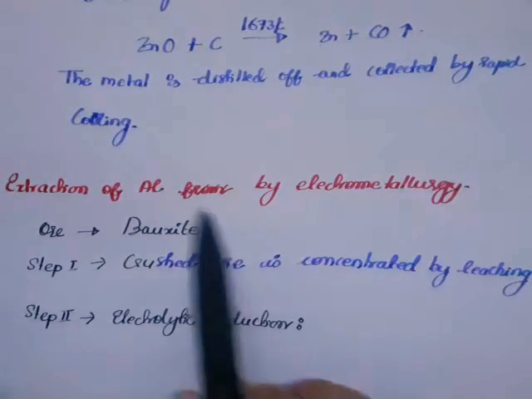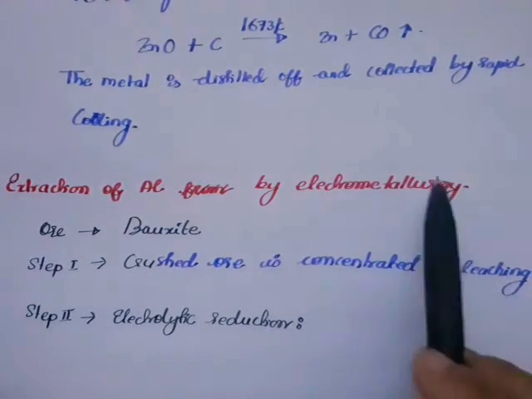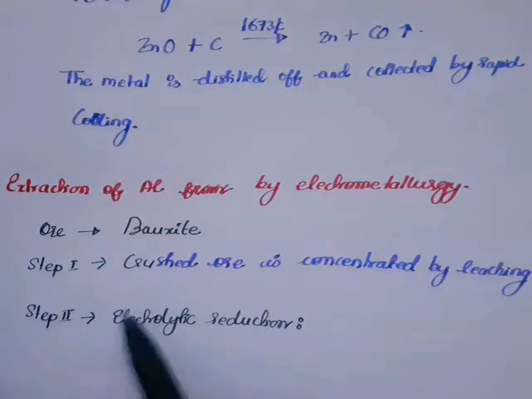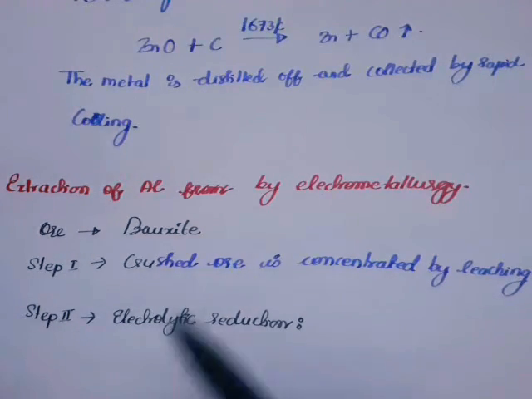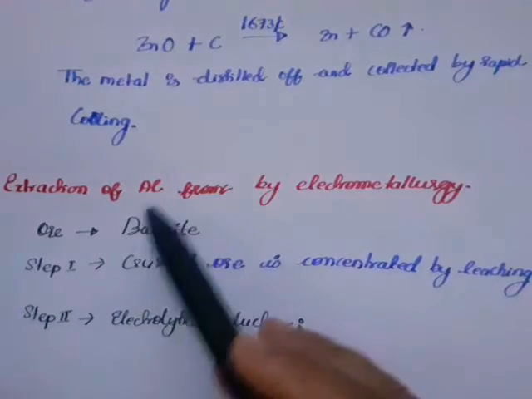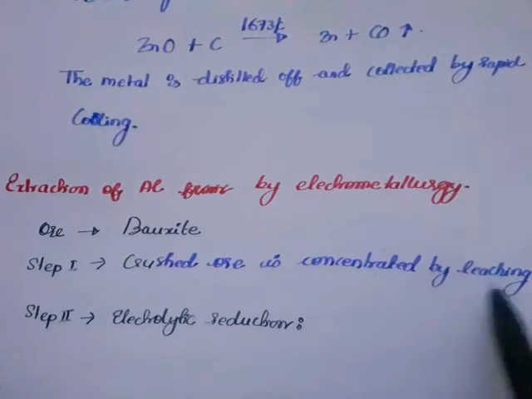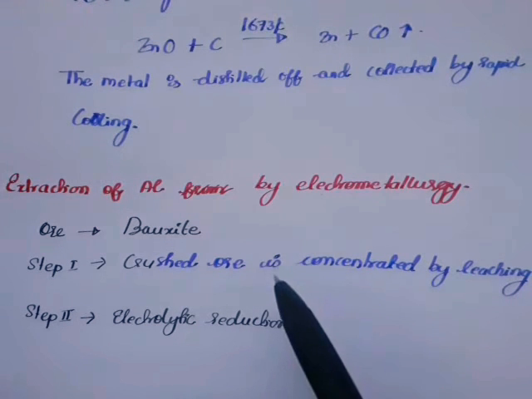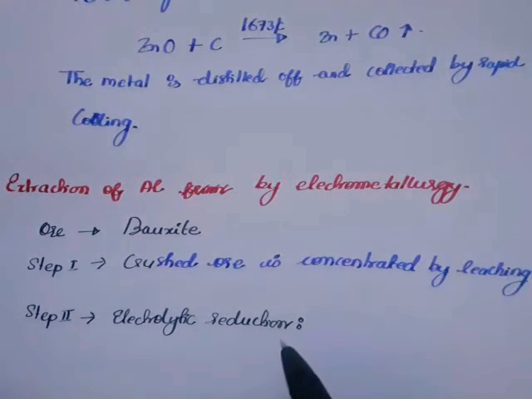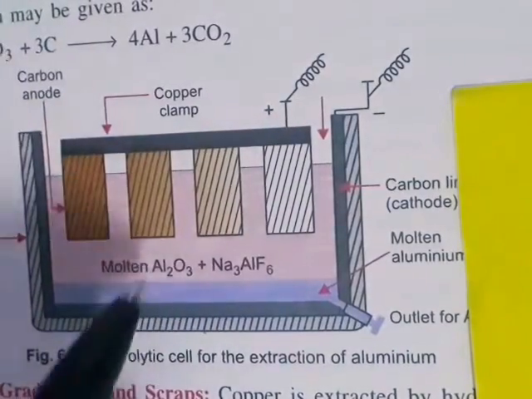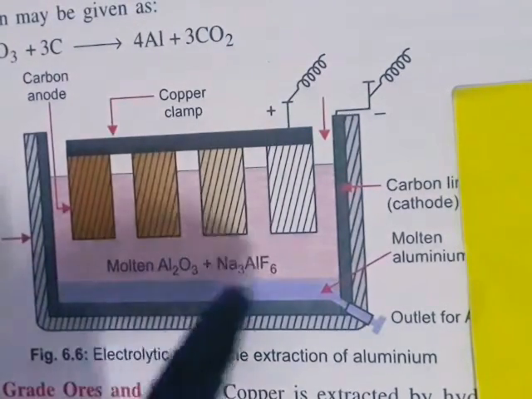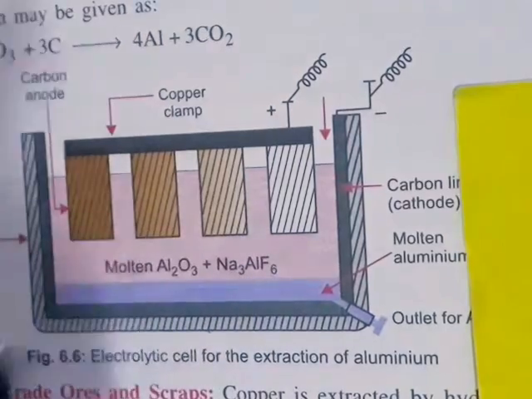Now next is extraction of aluminium by the electrometallurgy process. What is the chief ore of aluminium? Bauxite. Now what are the steps? Crushing and concentration, and we have already discussed that concentration of bauxite ore is done by leaching. Then next is electrolytic reduction, because this is a highly reactive metal. Electrolytic reduction is called the Hall-Héroult process. In this process, the concentrated ore is mixed with cryolite and calcium fluoride.